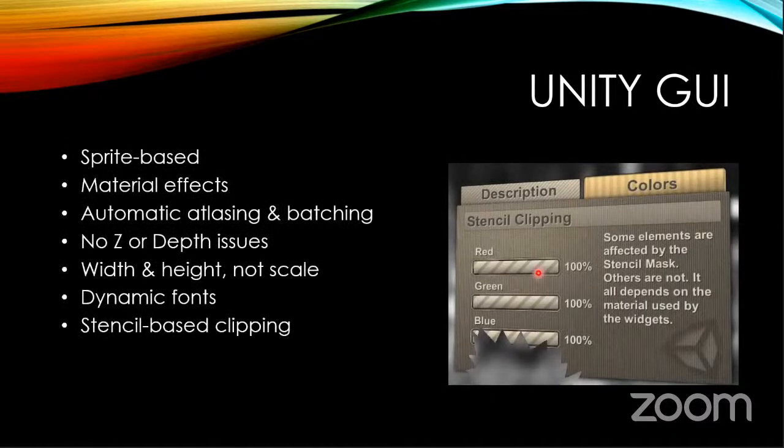Then comes the stencil based clipping. The way clipping was handled has also been completely redesigned in this GUI, with the addition of stencil buffer support. The new GUI allows you to create not just rectangles but completely arbitrary shapes. Whether you want to create a polygon, a circle, a trapezium, whatever you want, you can create that using this stencil based clipping mechanism that is provided in this new GUI system.